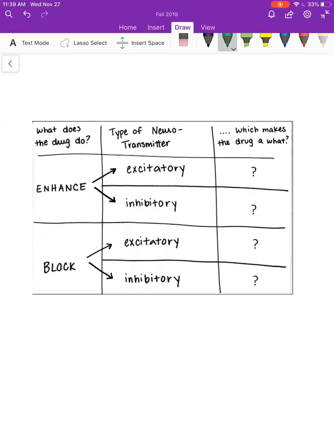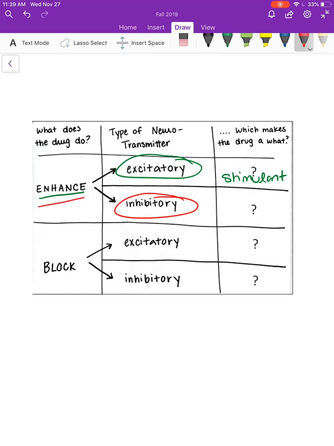So if you have a neurotransmitter that's excitatory and your drug is enhancing it, it is going to be a stimulant. Okay? And if you have an inhibitory drug and it's being enhanced, you're going to get a depressant.